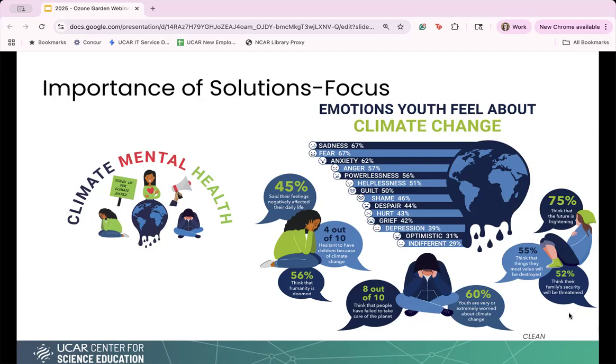And Emma put a link to the article in the chat. And if you want to read this article and can't access it, please email me and I will send you a copy of it. But it's a really interesting read for thinking about how we're talking about climate anxiety and beliefs about what's happening in our globe.